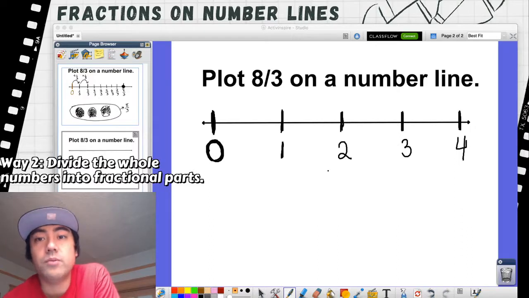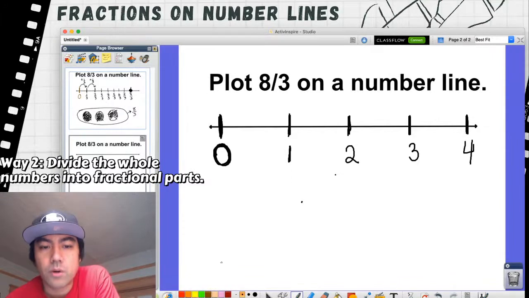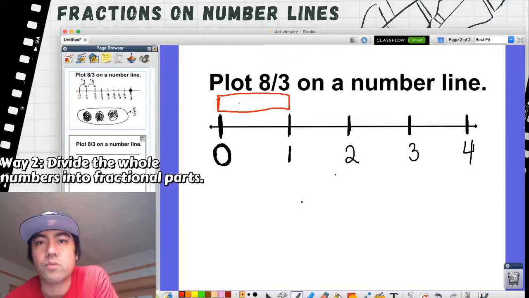Okay, so basically what we're saying is we're going to cut the whole numbers into fractions. We're going to take these whole pieces. So here's like a picture of 1 whole, and we're going to cut it into fractions. Okay, so you'll see what I mean. So I'm going to take this 1 whole, which is from 0 to 1, and I'm going to cut it into thirds. I'm going to cut it into 3 equal parts. So now I have thirds, okay?